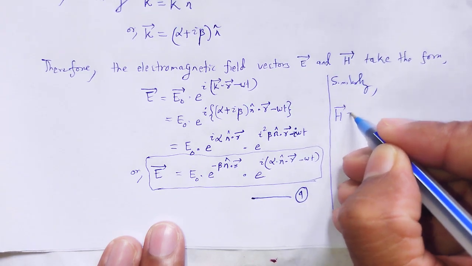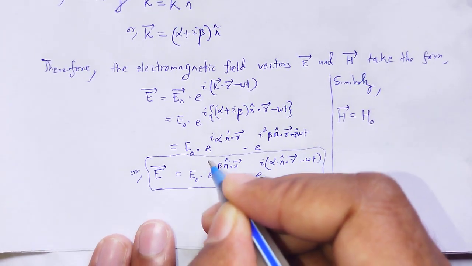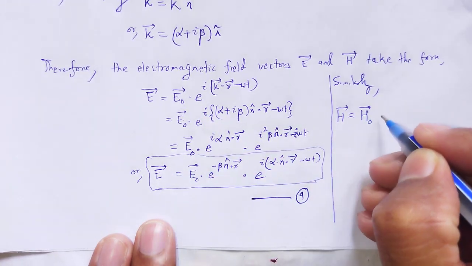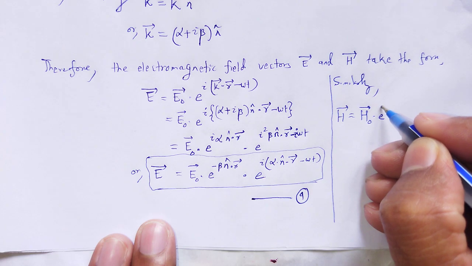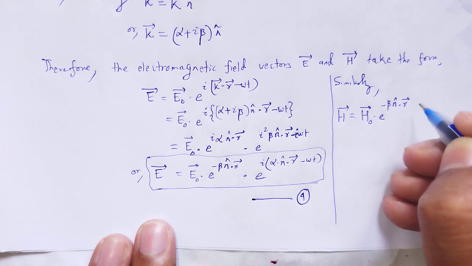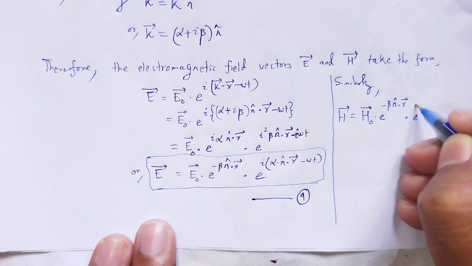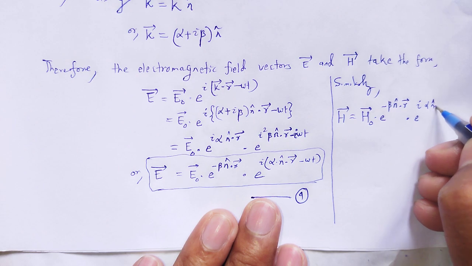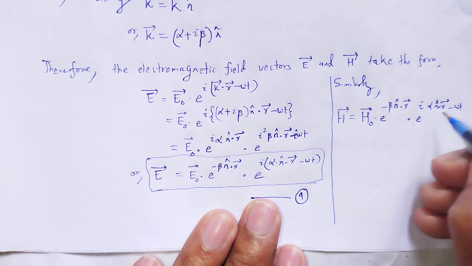Similarly, for the H vector, we have H naught vector e to the power minus beta n cap dot r vector into e to the power i, taking alpha n cap dot r vector minus omega t as common.